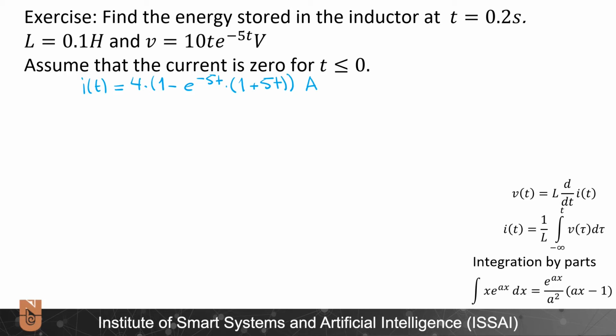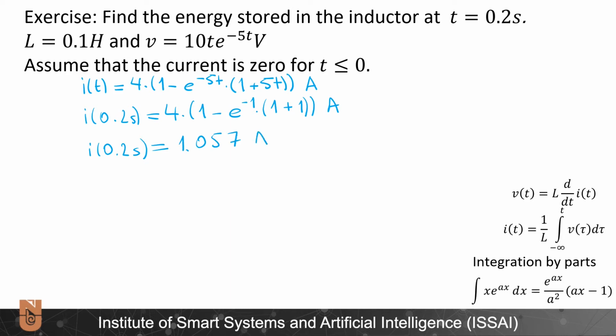I will do this by first defining the current at 0.2 seconds, which will be equal to 4 times (1 minus e to the minus 1) times (1 plus 5t) amperes. Now I will go to MATLAB and solve this expression. You can use your scientific calculators, and accordingly I will get 1.057 amperes at 0.2 seconds.